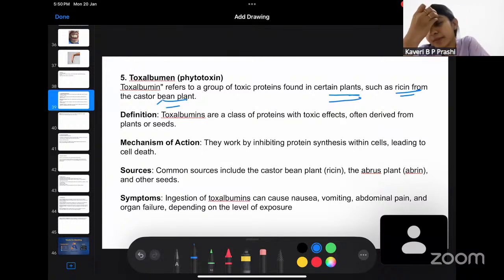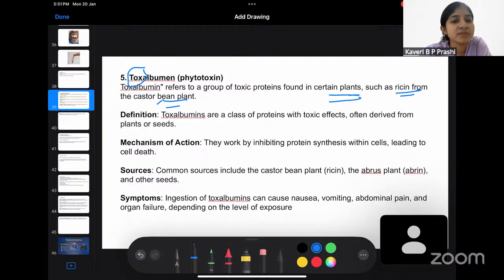So basically, remember that all the plant poisons, phytotoxins, are nothing but toxalbumin. One of the examples is that of the castor plant. We get the resin. So what is the definition? Toxalbumins are a class of proteins with toxic effects. Obviously, in the name only you have toxic effects, often derived from plants or seeds.